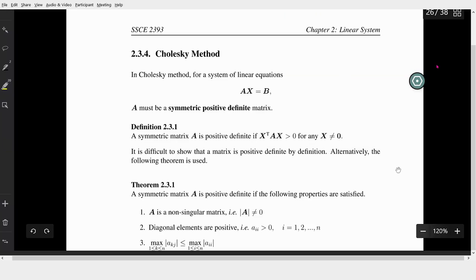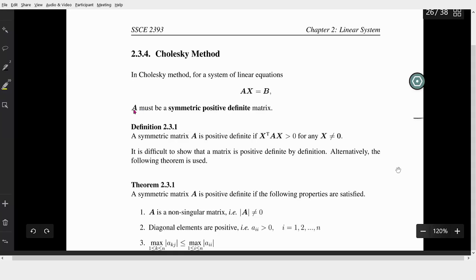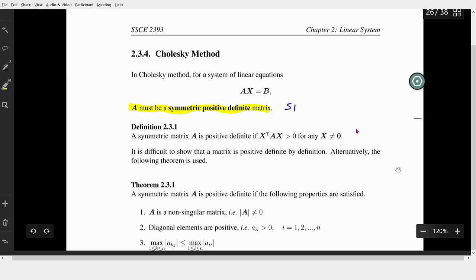the specific criteria. So please highlight the criteria for Cholesky is A must be what we call symmetric positive definite. Symmetric positive definite. In short, I can have SPD, symmetric positive definite. Okay, SPD matrix. Okay, as the name implies, so symmetric. So A must be a symmetry matrix.